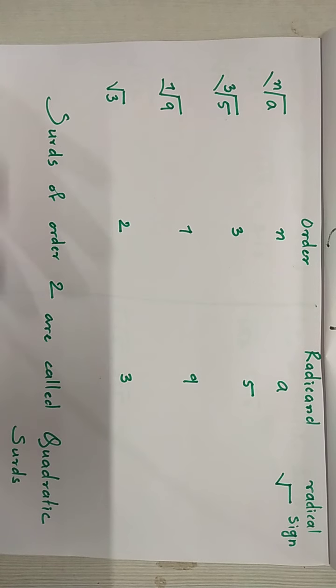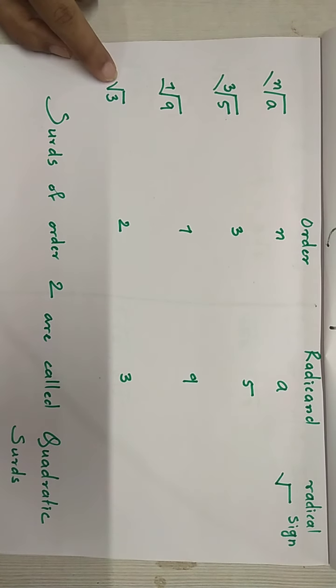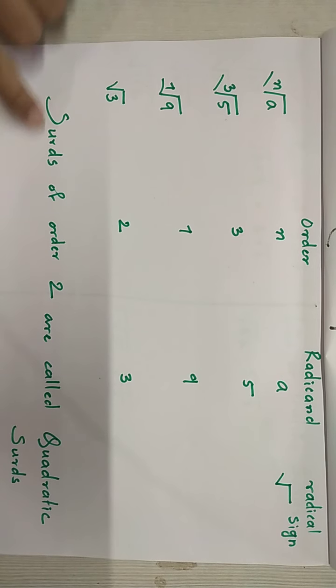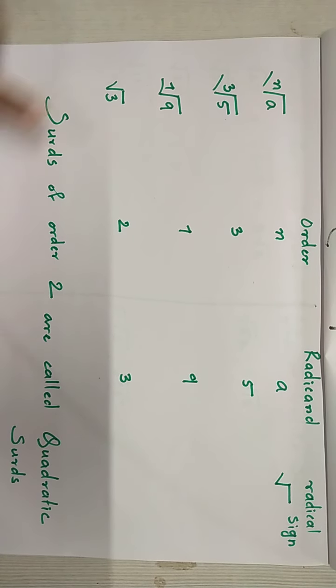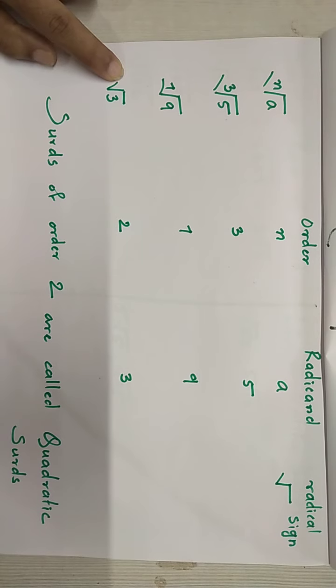Now in this lesson we'll be learning and solving surds of order 2. Surds of order 2 are called quadratic surds. The word quadratic must be familiar to you. You must have learned about quadratic equations. Quadratic equations are those equations whose degree is 2. So quadratic surds are those surds whose order is 2. The order should be 2.